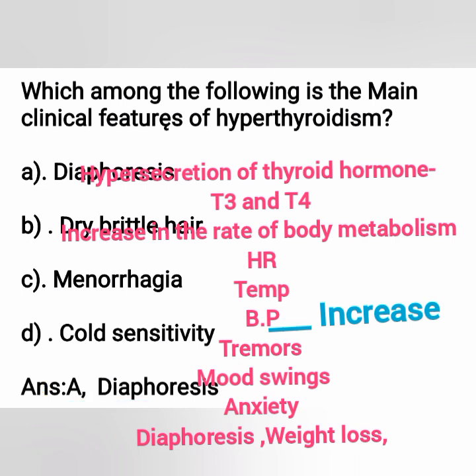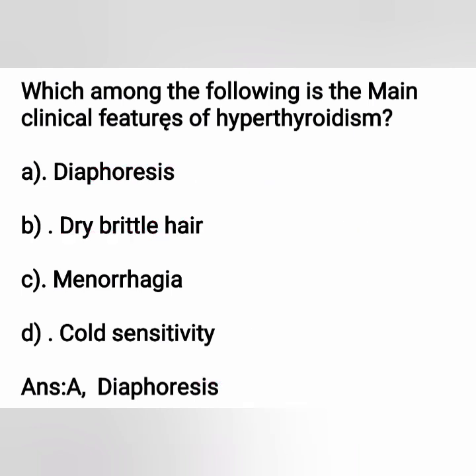So here the answer is diaphoresis. Option A is the correct answer. One of the main signs and symptoms of hyperthyroidism is diaphoresis.